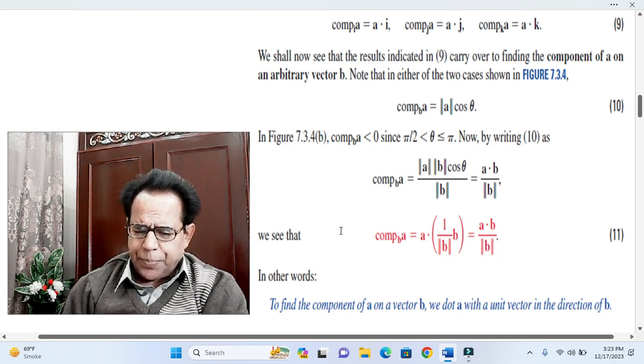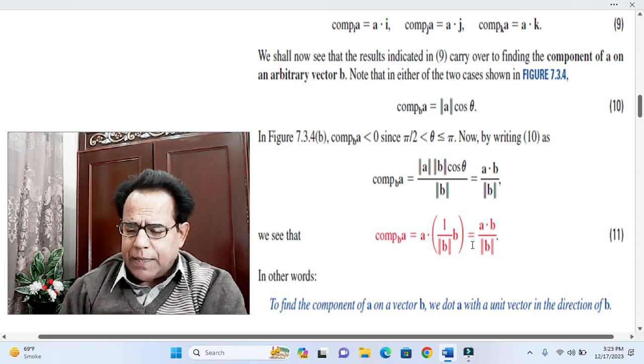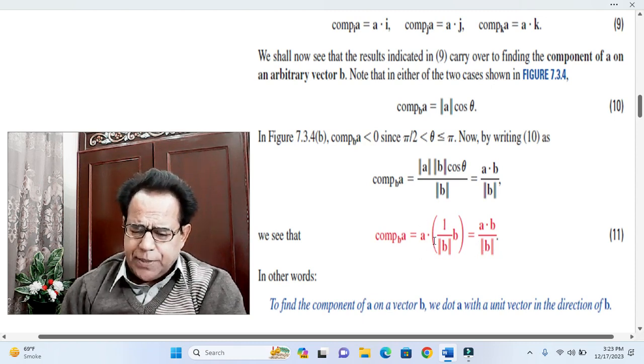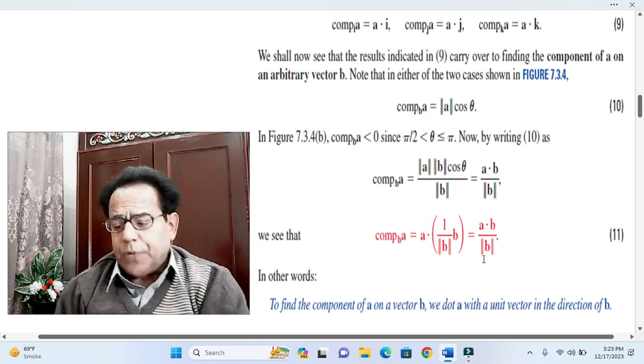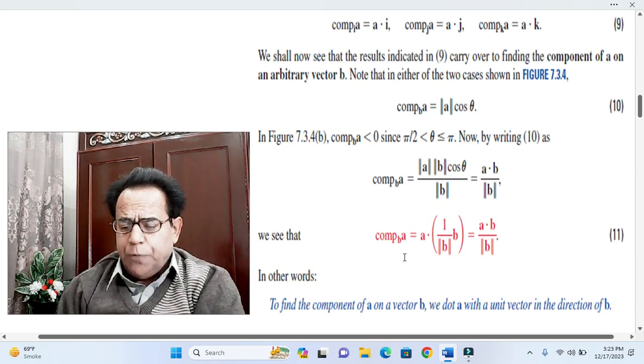The component of B on A is equal to A dot 1 over B magnitude into B, which is equivalently equal to A dot B over B magnitude. We will omit this intermediate step and take directly the component of B on A equal to A dot B over B magnitude.